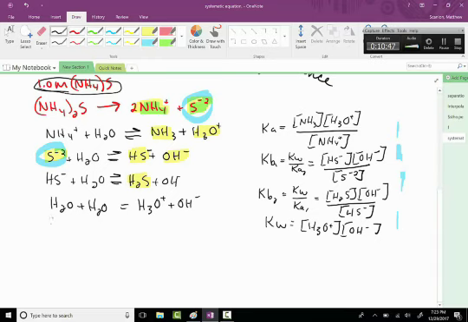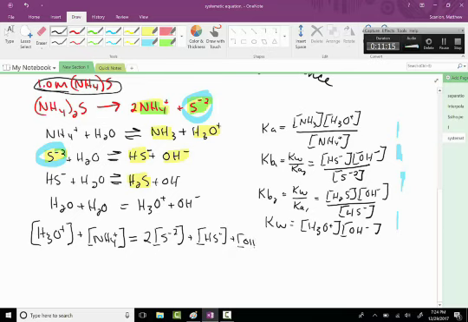Again, that's easy to do. H3O plus plus the concentration of NH4 plus is going to give us equal to 2 times the concentration of S minus 2 plus the concentration of HS minus plus the concentration of OH minus. That's one equation. Need 2 more.